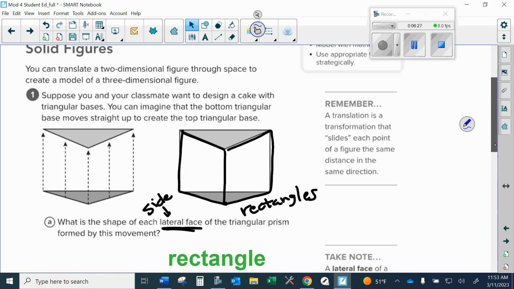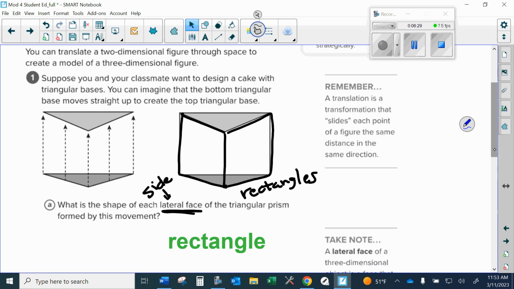Suppose you and your classmate want to design a cake with triangular bases. You imagine the bottom triangular base moves straight up to create the top triangular base. So again, that'd be a right triangular prism, because the polygon is just a stack of congruent shapes. Now we're adding another piece onto this, and this is on the DCAS.